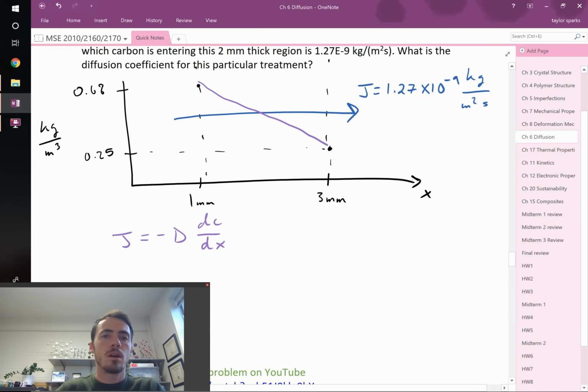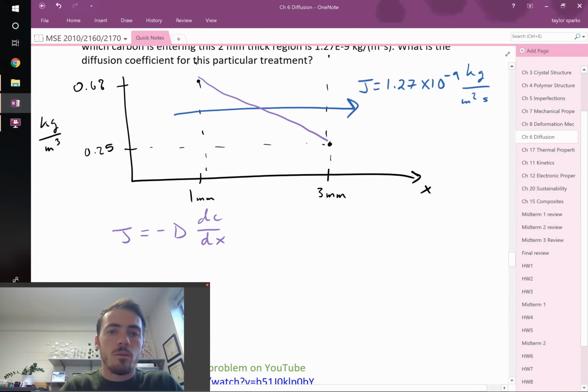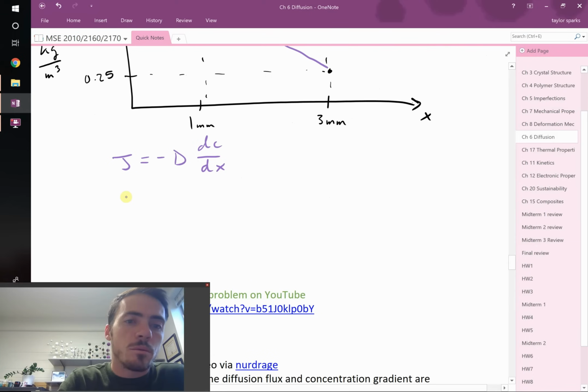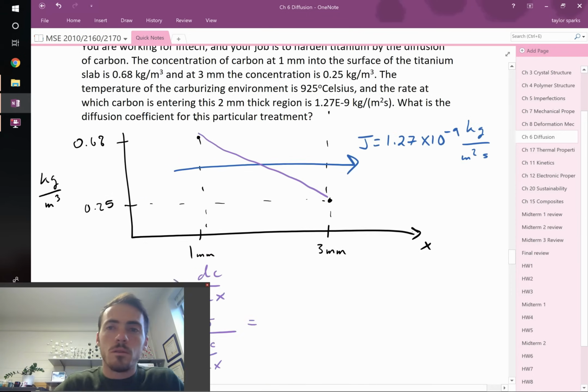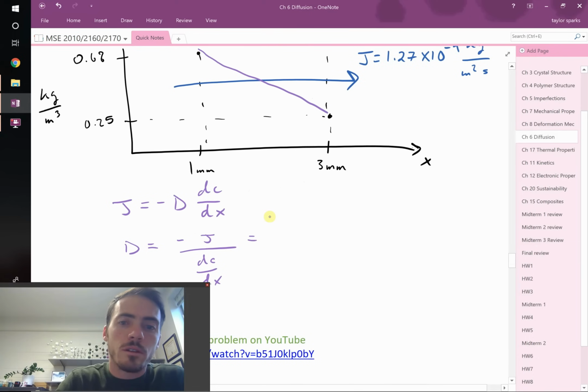Okay. So for this, we can go ahead and set this problem up. Let's say that we know the flux. We're going to solve for D. So D is going to be equal to J divided by dC/dx. And then we have to remember the negative sign, so that'll be negative up here. Okay, so let's go ahead and plug things in. We'll say that J is known. That's 1.27 e to the negative 9 kilograms per meter squared per second.